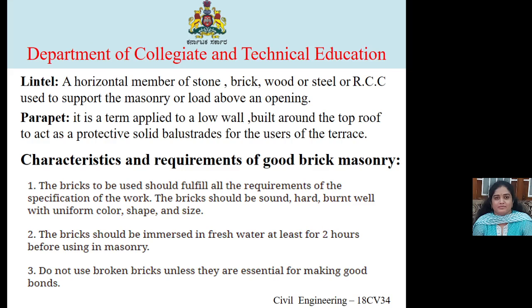Next is lintel. Horizontal member of a stone or brick or wood or steel or RCC used to support the masonry or load above the opening. So you might have seen the RCC lintels, but you can also construct them using brick. Next, parapet. It is a term applied to the low wall built around the top of the roof to act as a protective solid balustrade for the users of the terrace.